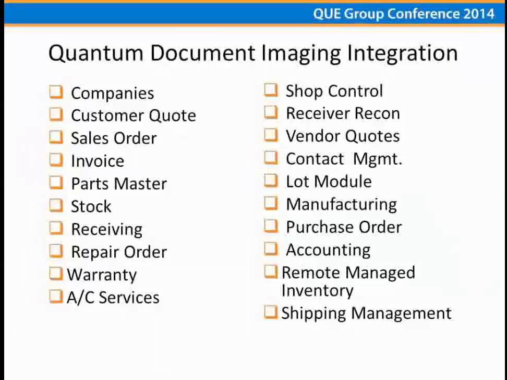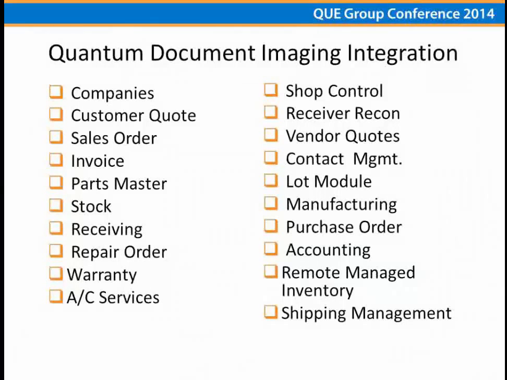Okay, the touch points in Quantum. Quantum has document imaging at these touch points. You can attach images to any one of these records here: companies, customer quotes, sales orders, invoice, parts master, stock, receiving, repair orders, warranty, aircraft services, shop control, receiving reconciliation, vendor quotes, contact management, lot module, manufacturing, purchase order, accounting, remote inventory management, and shipping management. And I probably missed a few in there somewhere.